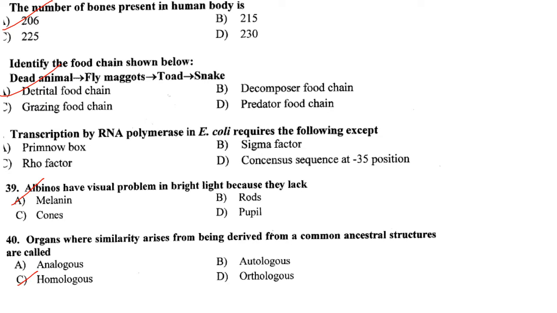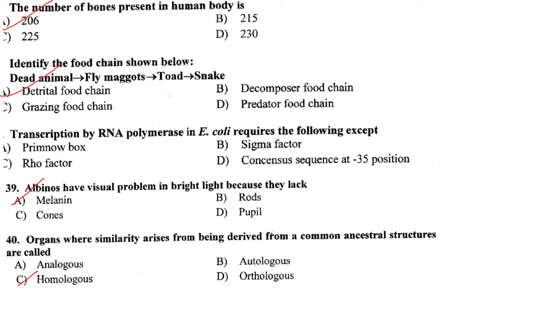Then, transcription by RNA polymerase in E. coli requires the following except. So sigma factor, a subunit of RNA polymerase, is needed for transcription initiation. Then the RNA polymerase binding site is the consensus sequence at the minus 35 position, and rho factor is a terminator of transcription.